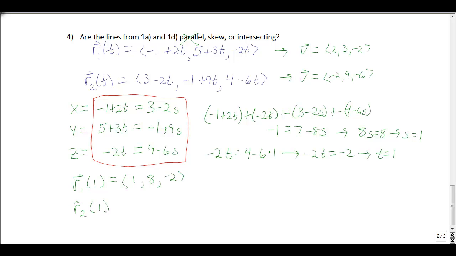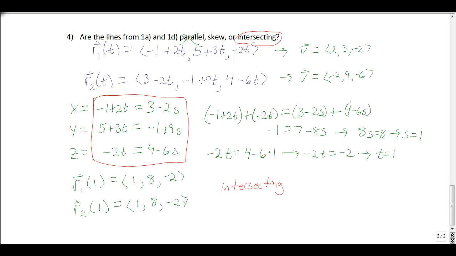And then R2 of 1. Again, I would put whatever my s value is in here. This does not have to be the same as the t value, but it worked out to be in this case. So now R2 of 1 is 3 minus 2, that's 1. Negative 1 plus 9, that's 8. 4 minus 6, that's negative 2. So here I got the same answer, and that means that 1, 8, negative 2 as a point is on both lines. And so these two lines are in fact intersecting.